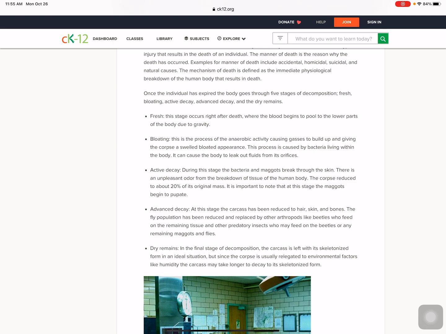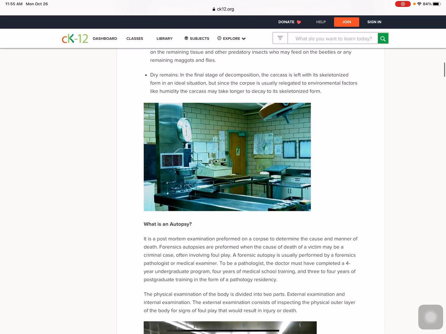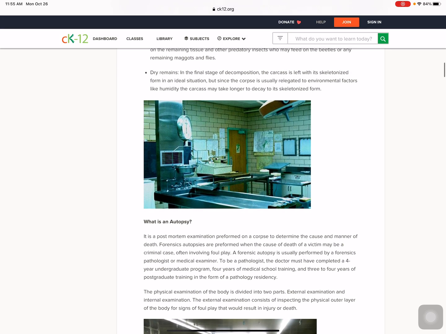In the second semester, we're going to come back to death and decay when we're talking about the insects that are part of the advanced decay and the active decay. So it says the bacteria and the maggots break through the skin, and they're the ones that do the majority of the decomposition. And depending on the weather and circumstances, that could be a couple of weeks to a couple of months.